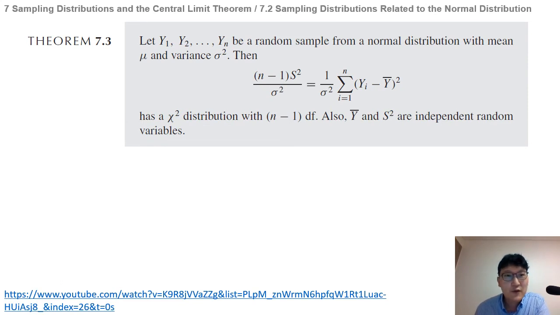Now let's move on to Theorem 7.3. Let y1 to yn be a random sample from a normal distribution with mean mu and variance sigma square. Then this term, n minus 1 times s square divided by sigma square, which is this term, has chi-square distribution with n minus 1 degrees of freedom. Also, y bar and s square are independent random variables.